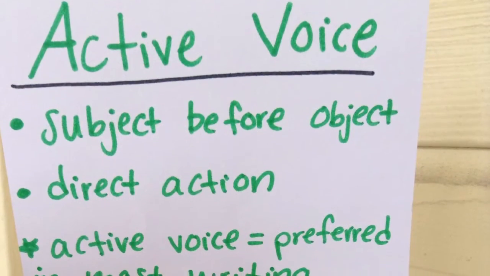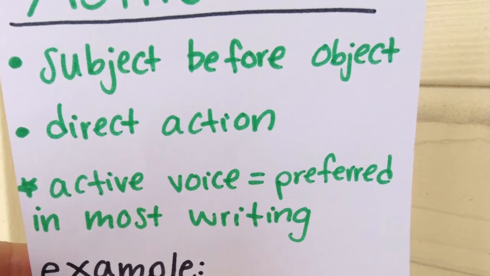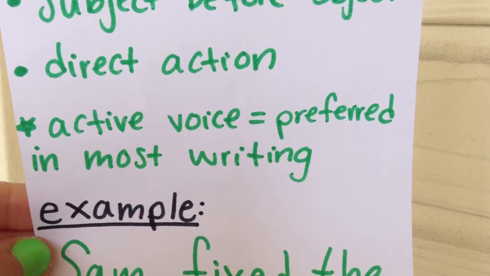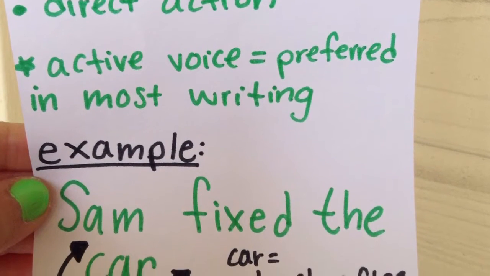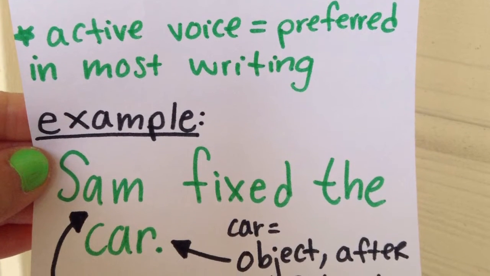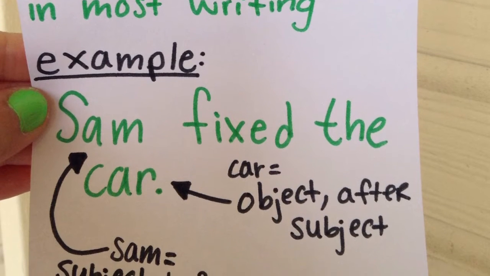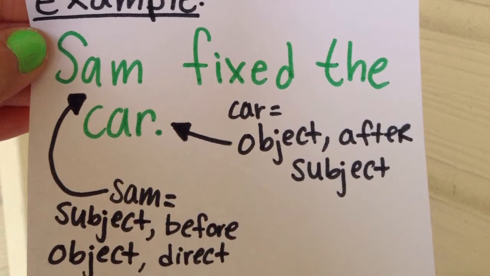Now let's take a look at active voice. Here we can see the subject comes before the object. It's a direct action. An active voice is most preferred in most forms of writing. An example we can look at is Sam fixed the car. Here, Sam, the subject, comes first, car, the object, comes after, and it's a direct relationship.